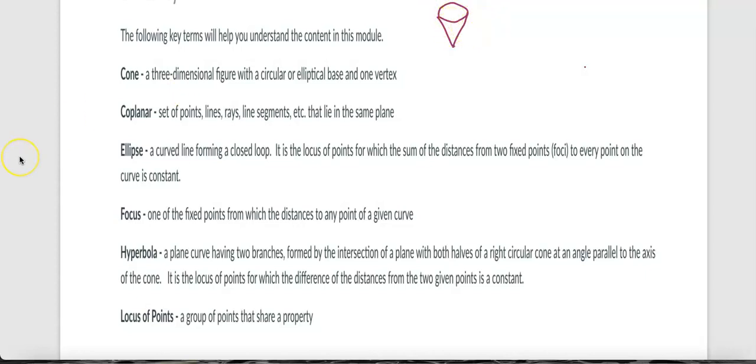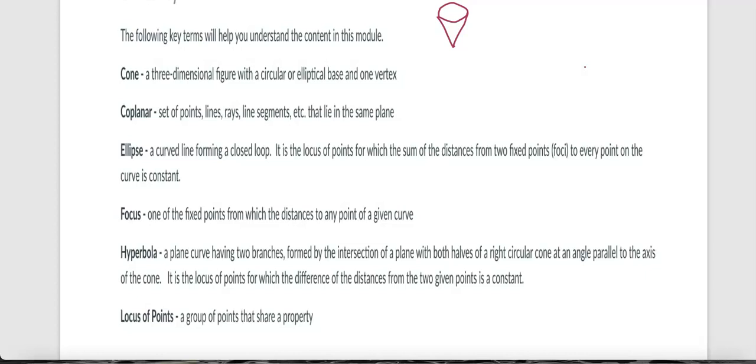This is called a cone. Coplanar: a set of points, lines, rays, line segments, etc. that lie in the same plane. That's coplanar. Ellipse: a curved line forming a closed loop. It is the locus. Locus means what? Family of points. It is the locus of points for which the sum of the distances from two fixed points, foci, to every point on the curve is constant. And I will explain it in detail when I go over this concept with you.